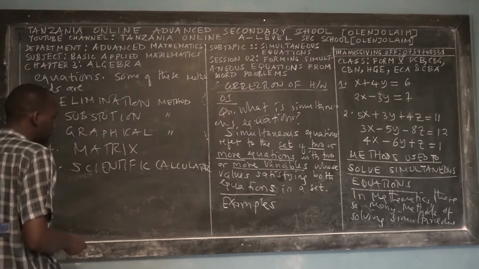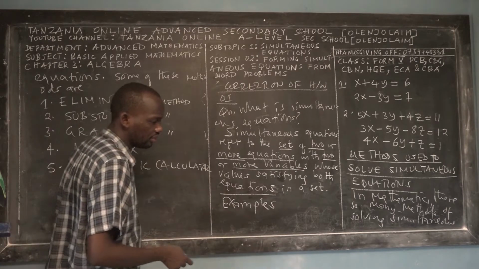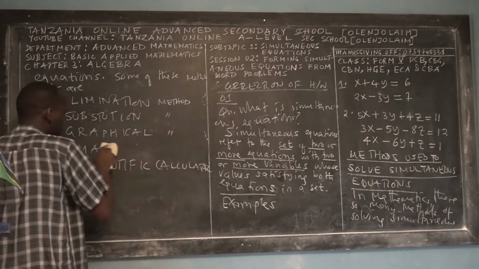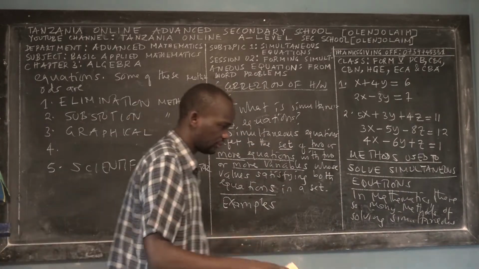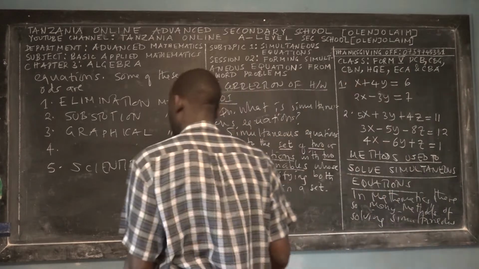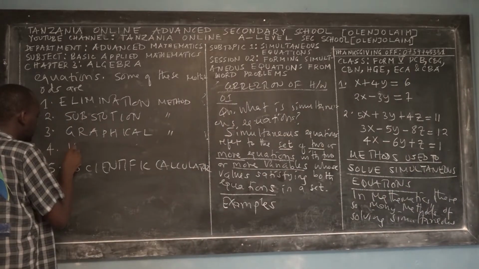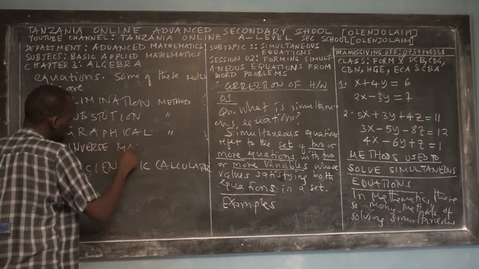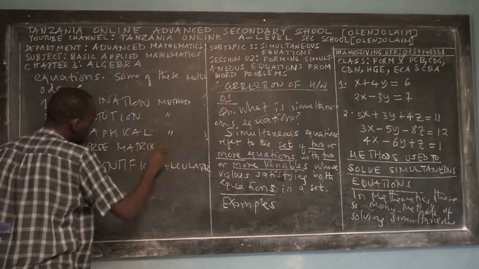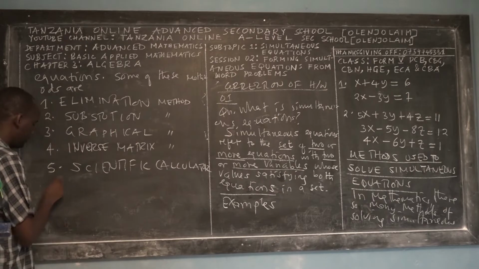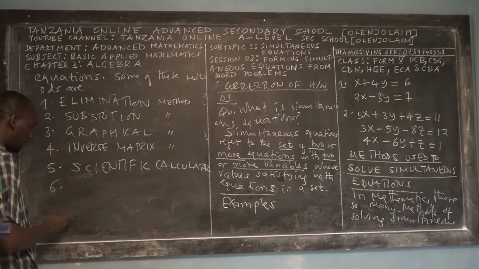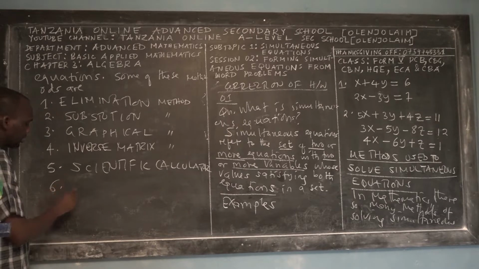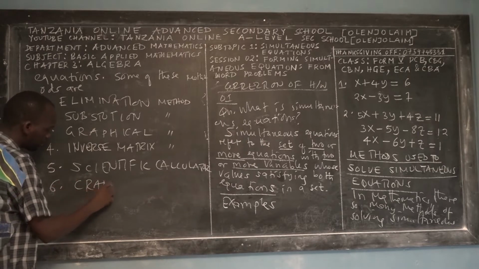In matrix methods, this is called the inverse matrix method. The sixth one, which you learn in this subject, is called Cramer's rule.